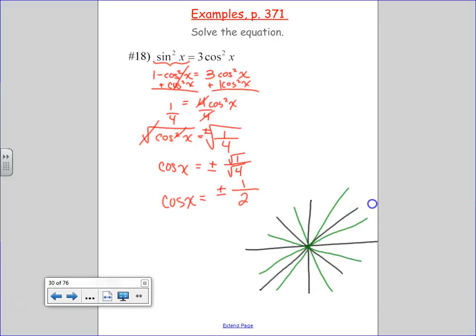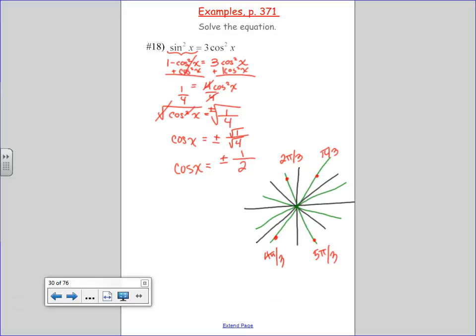Question. What angles did you guys find? Where is cosine 1/2? 60. 120. All of the 60-degree ones, right? So this one I think is pi over 3, right? Yeah. 2 pi over 3. What are the other ones? 4 pi over 3. And here's the dealio.